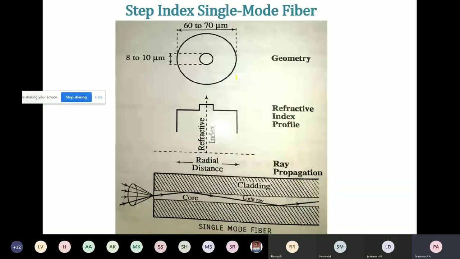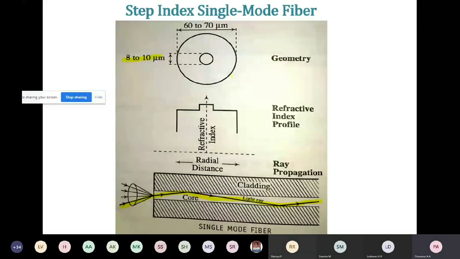Step index single mode optical fiber is the one which supports only one light ray to propagate. You can observe from this diagram. Only one ray of light you are observing here. This light ray is undergoing total internal reflection within the optical fiber. And this light ray is considered to be of single mode. It is because its area of cross section is too small, or diameter of the core is very small. It is of the order of 8 to 10 micrometer.